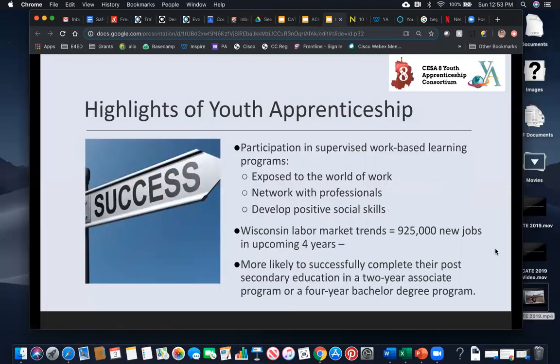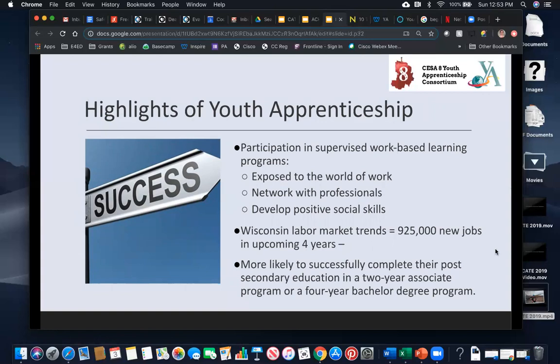So, some highlights of youth apprenticeship. Students who participate in supervised work-based learning programs are exposed to the world of work. They network with professionals, and they develop positive social skills. The Wisconsin labor market trends indicate that there are 925,000 new jobs which will be opening up in the next 4 years. You need the help of industry, of our youth apprentices to place them in the careers and make sure that they are sustainable and respond to labor demands.